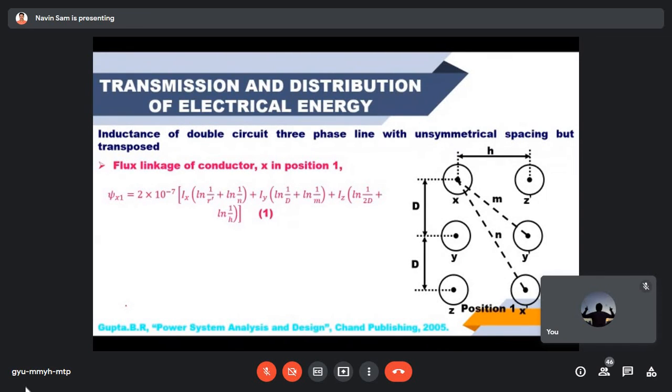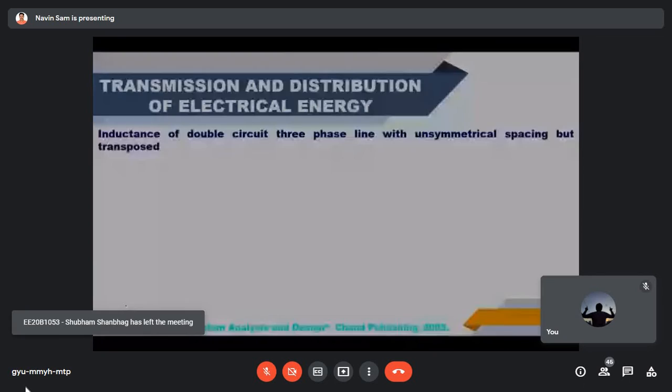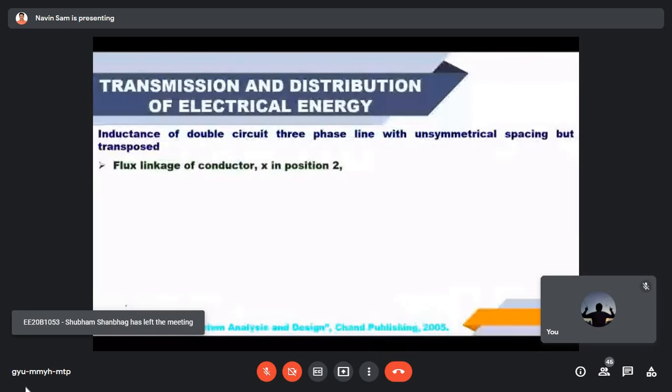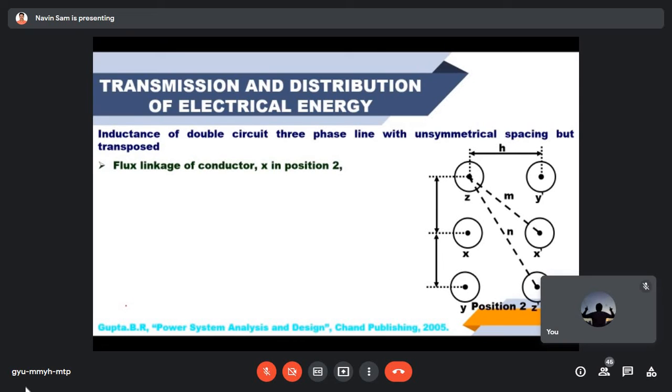Right. Now what we have estimated is the flux linkage of conductor X in position number 1. So there are 3 positions it is taking. First one Karaikal, then Chidambaram, then Pondicherry. 3 positions that the conductors are transposed. So the position number 1 alone, we have estimated the flux linkage. So the second position I'm going to move on. So take down the flux linkage of conductor X in position number 2. So for deriving that, I'm going to take the position number 2.